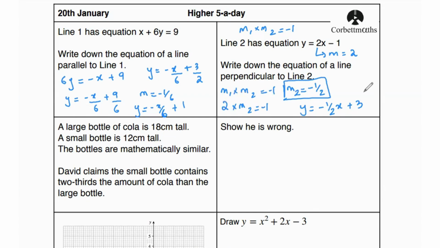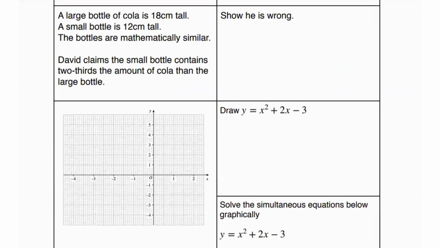In parallel lines, the gradient is exactly the same for both the lines, whereas in the perpendicular lines, the gradient is different. Next question says, a large bottle of cola is 18 centimeters tall. A small bottle is 12 centimeters tall. Bottles are mathematically similar. David claims the small bottle contains 2/3 the amount of cola than the large bottle.